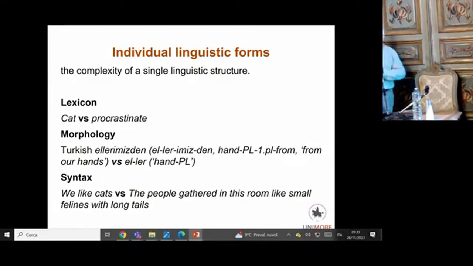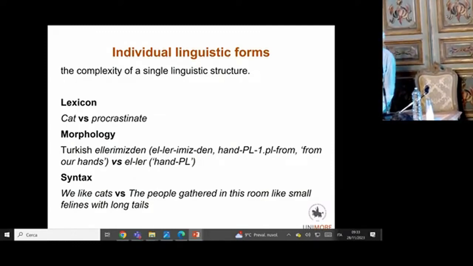Syntax has been more standard in research. We say that we like cats, a simple SVO sentence, is syntactically simpler than a structure with many dependents and elaborate phrases.